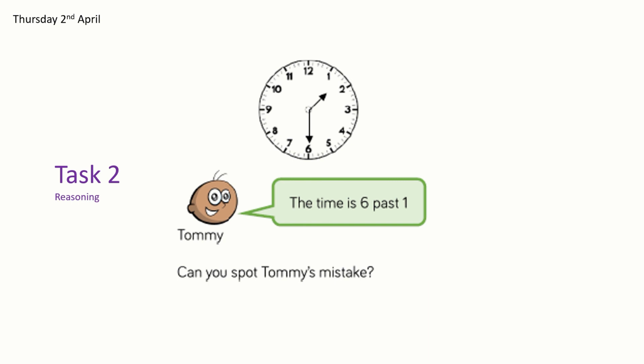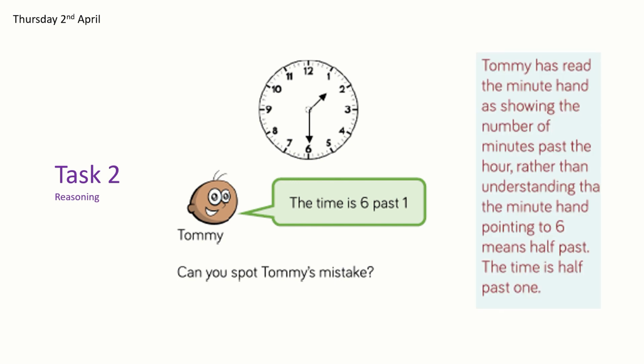So Tommy has got mixed up, hasn't he? His long hand, his big hand is on the 6, which means it's half past. Not 6 past, it's half past. But the small hand is between the 1 and the 2, isn't it? So it started at that 1 o'clock and it's gone all the way around to that half past. So it's actually half past.